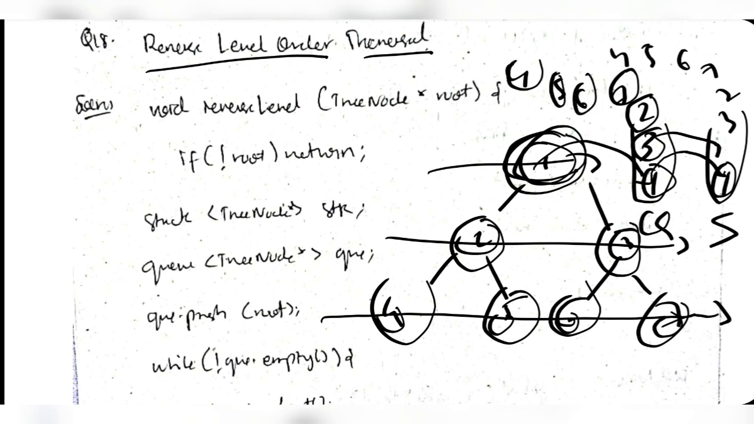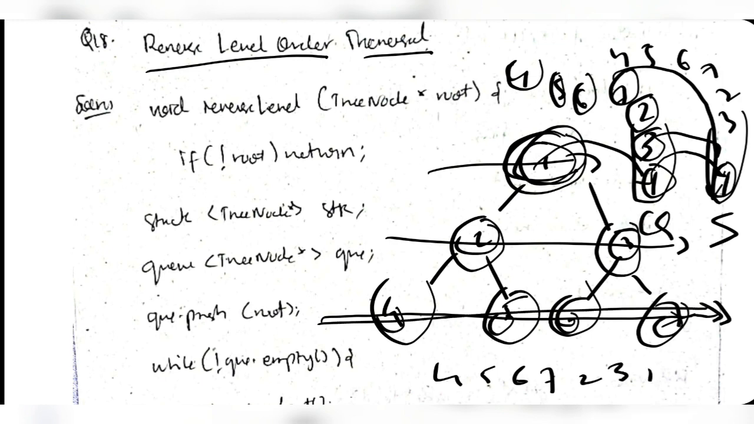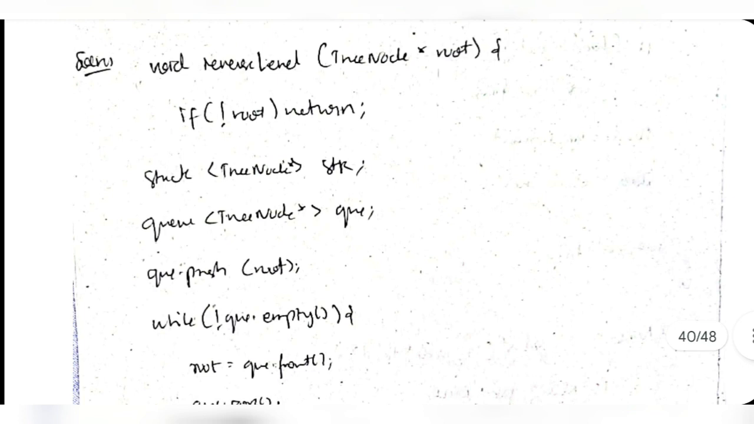So let me take you to the code here. If the root is not there, meaning if the root is null, at that time it will just return, as there is no reverse level order traversal for a null root. So we'll be taking two things here, stack and queue, and we'll do queue dot push root, like when we have pushed into the queue. So that's what we are doing, queue dot push root.